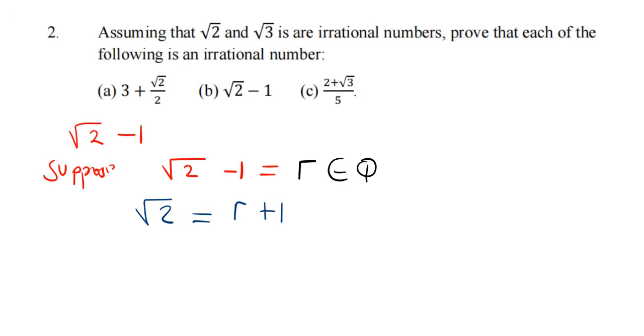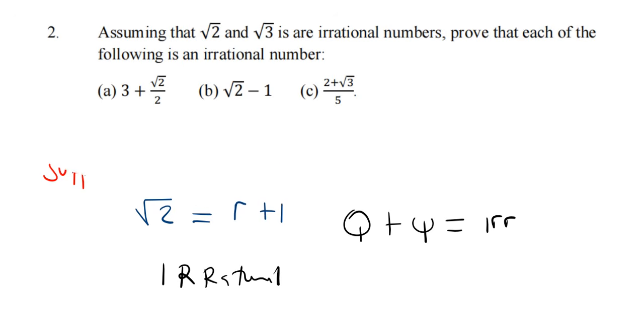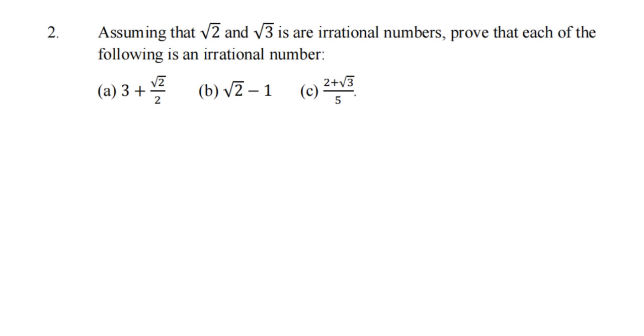So now you know that a rational number plus a rational number cannot be equal to an irrational number. So therefore this proves that this is really a very big contradiction. Therefore in this case this is irrational as well, by contradiction.